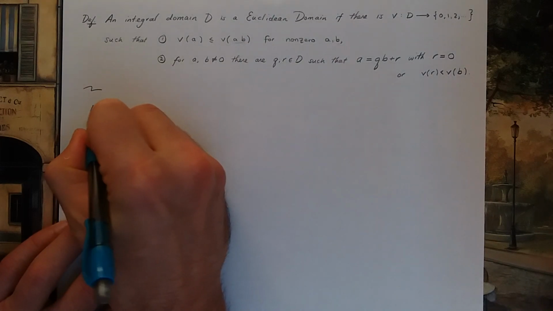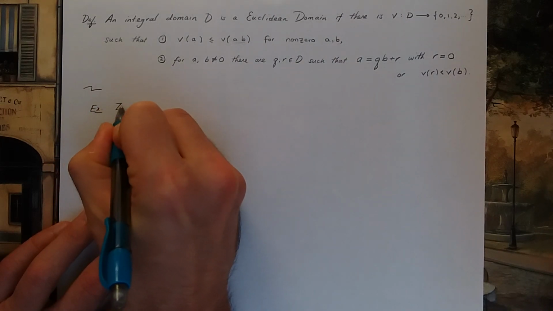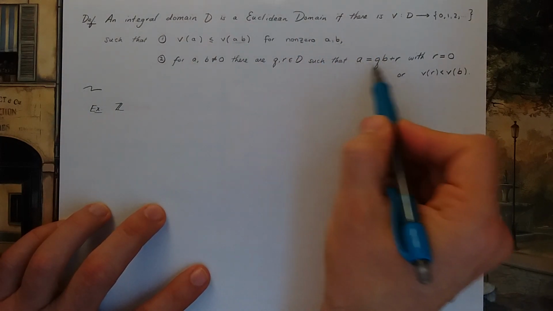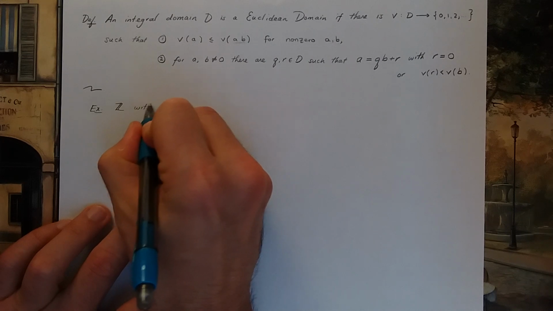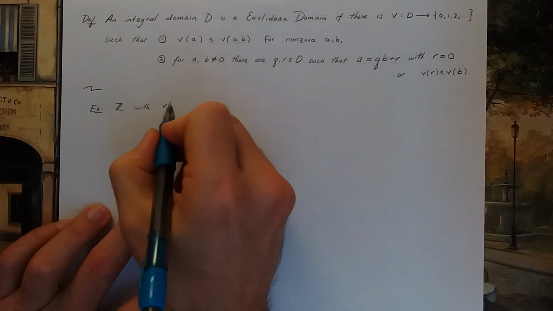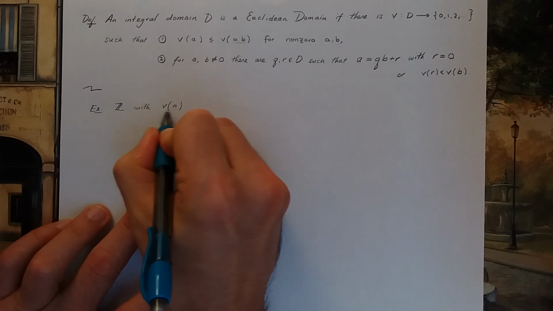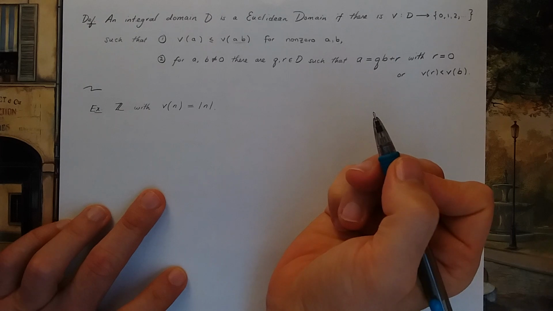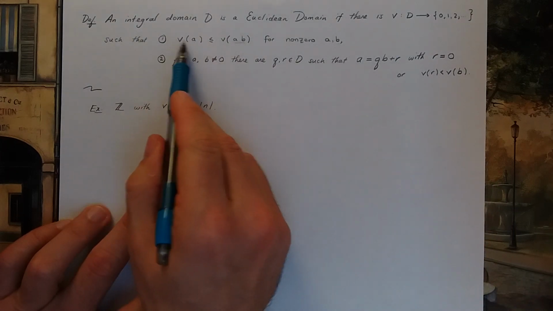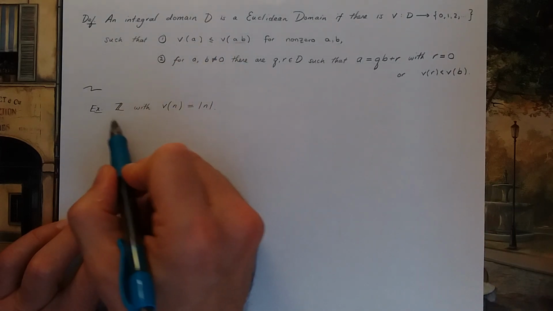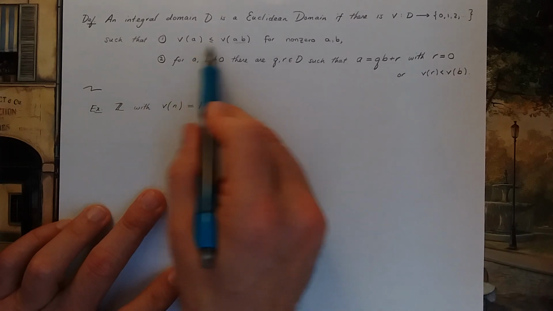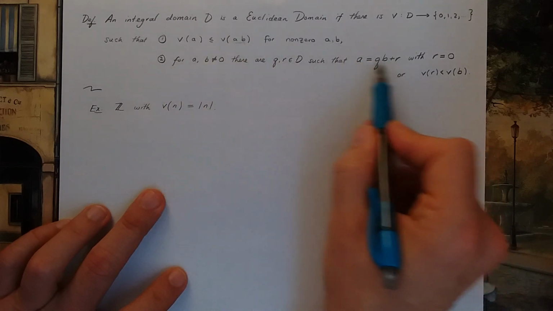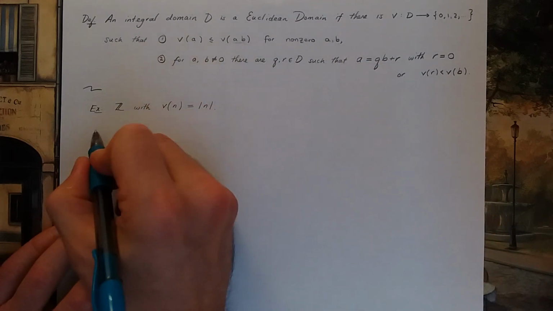So let's see some examples. The integers are a Euclidean domain because you can do this division. What is the valuation function? Well, in this case, the valuation function is the function that sends an integer n to its absolute value. And you could check that property 1 is true because Z contains no numbers smaller than 1 in absolute value. So when you multiply, it only has to get bigger. And 2, we have the division algorithm in the integers.